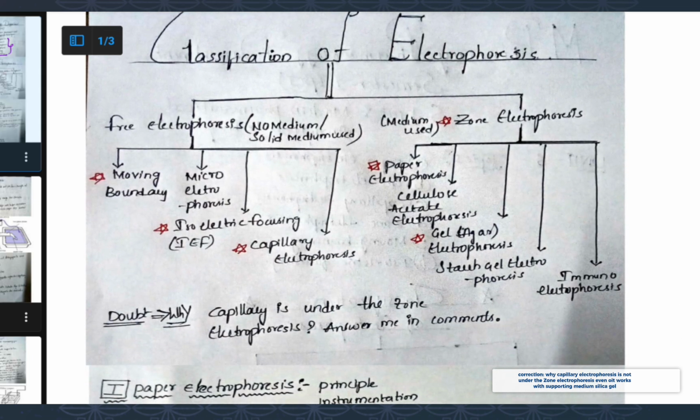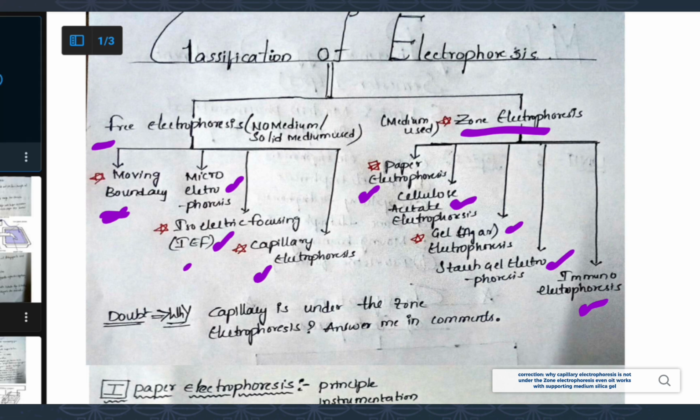First of all, we have to know about the classification of electrophoresis. Generally, there are so many classifications, but I would prefer this one. The first is free electrophoresis, with no medium, and then zone electrophoresis, where a solid medium is used. In free electrophoresis, we have moving boundary, micro electrophoresis, isoelectric focusing, and capillary electrophoresis. And in zone electrophoresis, we have paper, cellulose acetate, gel, starch gel, and immuno. In our syllabus, we have only moving boundary, isoelectric focusing, capillary, paper, gel electrophoresis, and zone electrophoresis as topics.